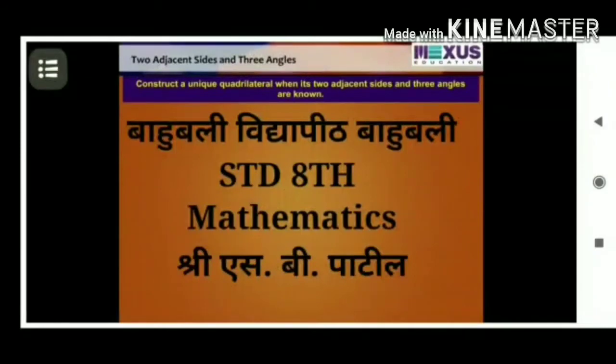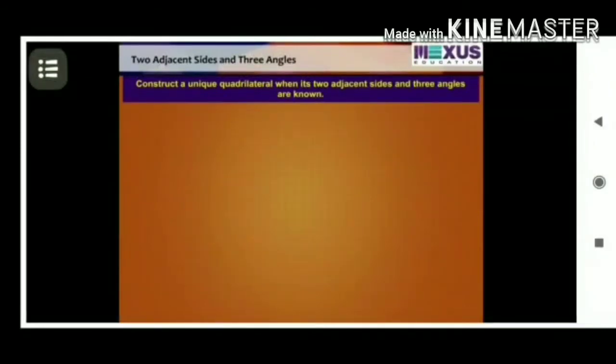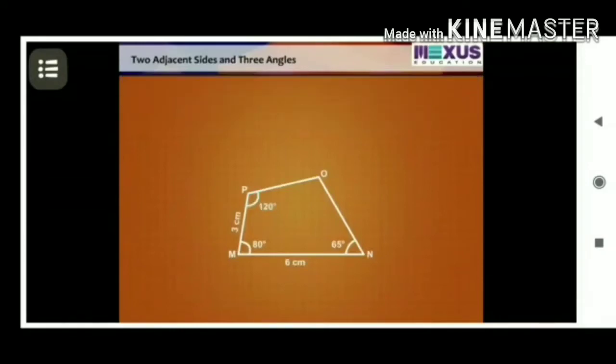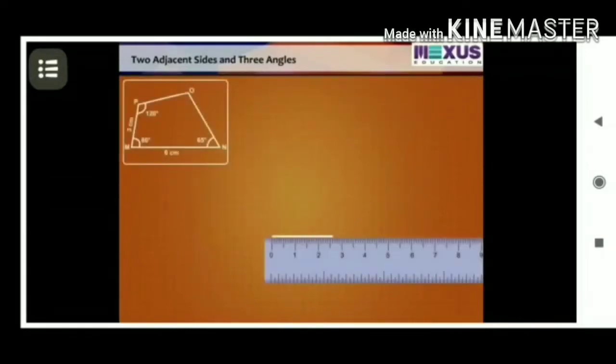Let us now learn how to construct a unique quadrilateral when its two adjacent sides and three angles are known. Given, to construct a quadrilateral MNOP, where side MN is equal to 6 cm, MP is equal to 3 cm, angle M is equal to 80 degrees, angle N is equal to 65 degrees, and angle P is equal to 120 degrees. Step 1. Draw a line segment MN equal to 6 cm using a ruler.